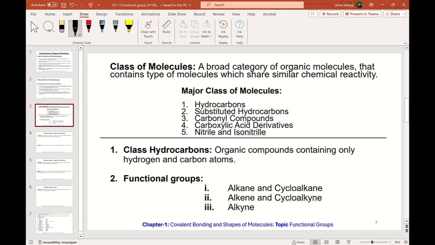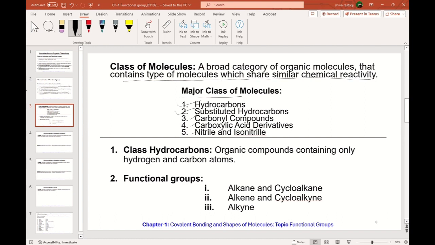And what are the classes of molecules? A broad category of organic molecules that contain types of molecules which share similar chemical reactivity. Major classes of molecules are hydrocarbons and substituted carbon. And in substituted carbon, basically it comes like carbonyl compounds, carboxylic acids, nitriles, isonitriles, nitroalkanes, etc.